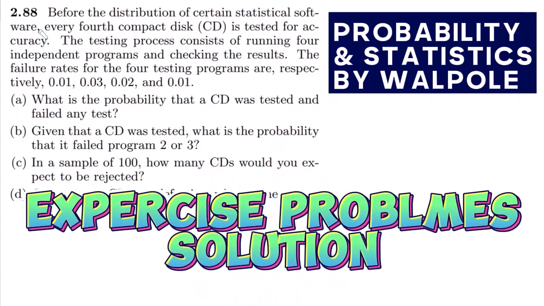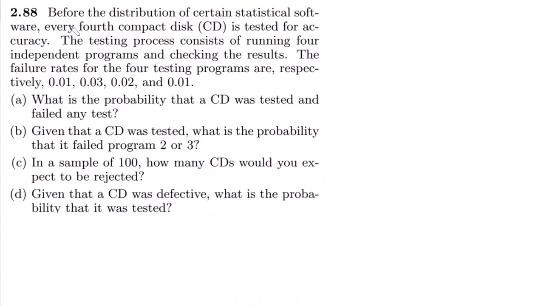This is question 2.88, and the statement it has is, before the distribution of a certain statistical software, every fourth compact disk is tested for accuracy. Okay, so every fourth CD has to be tested before the distribution. So therefore, let me write here the given data. So the probability of testing is what? That is 1. Every 4 of them has to be tested.